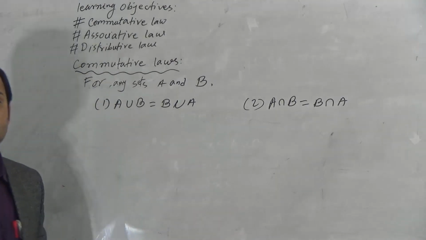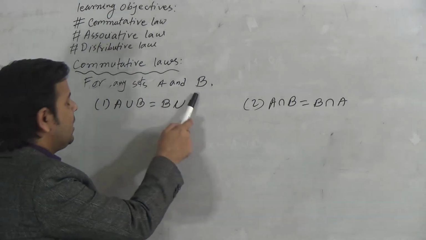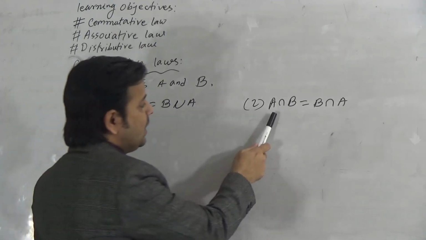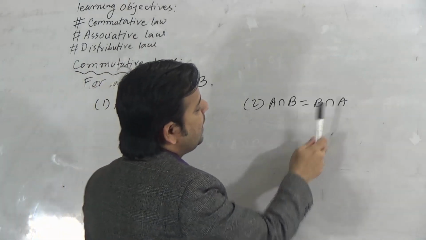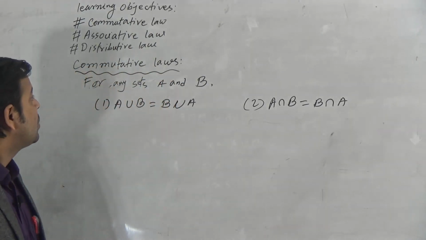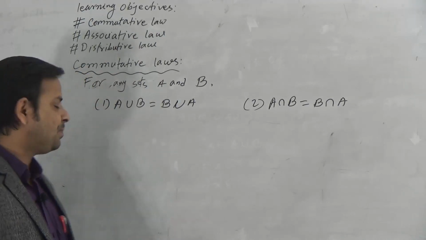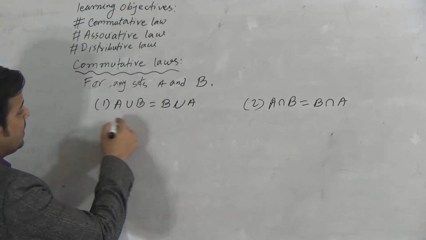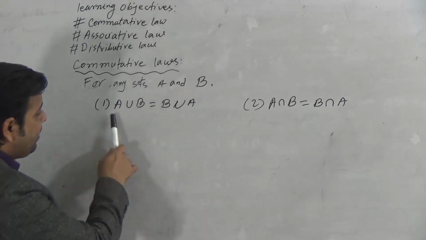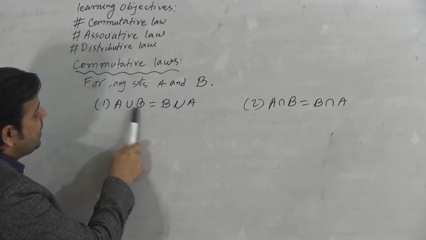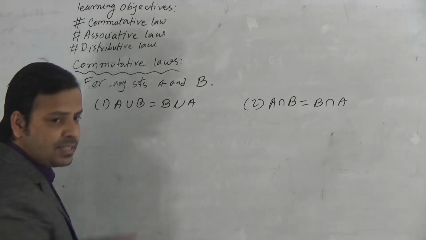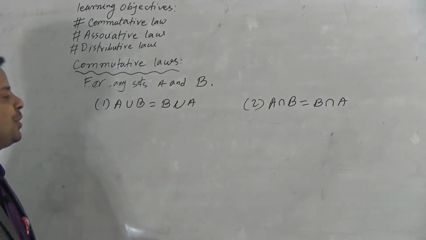Commutative law of set. For any set A and B, A union B is equal to B union A. A intersection B is equal to B intersection A. These two laws are known as commutative law for sets. Dear students, how can we prove this? I will show you. What do I mean by these two sets? If we interchange the position of the sets, then this will remain the same. This law is known as commutative law.